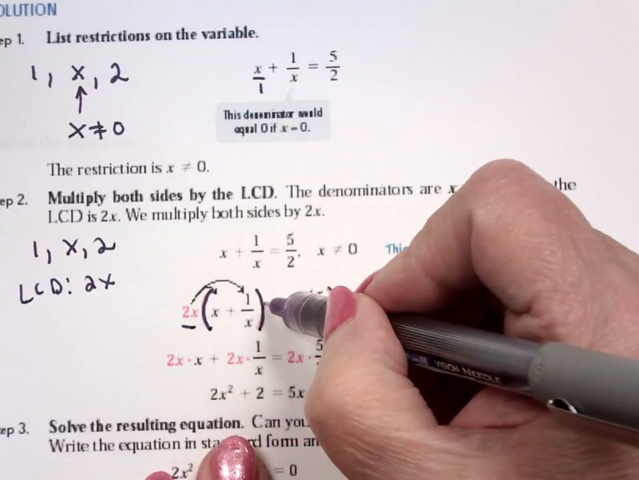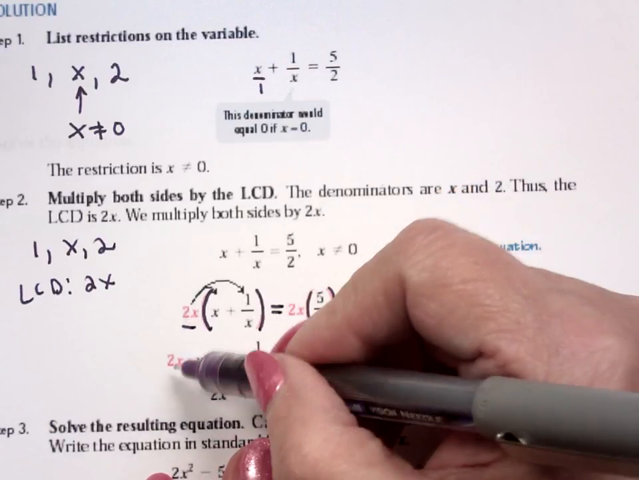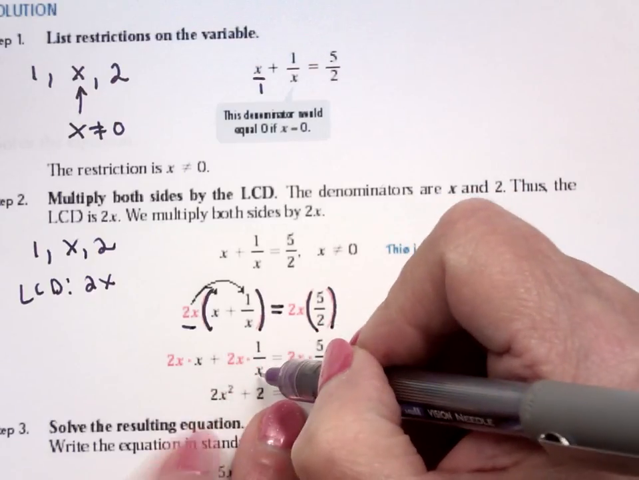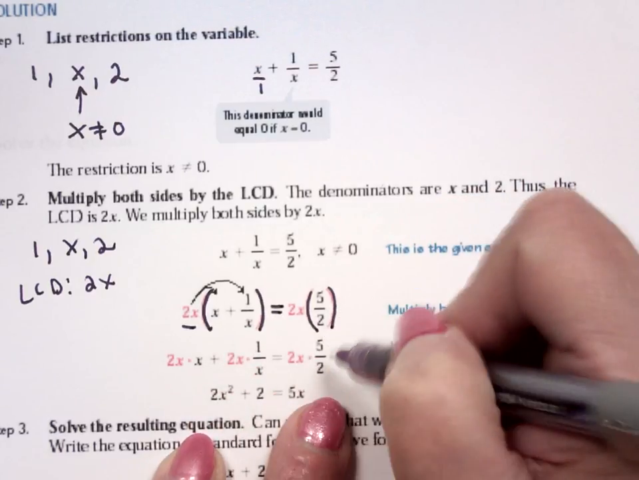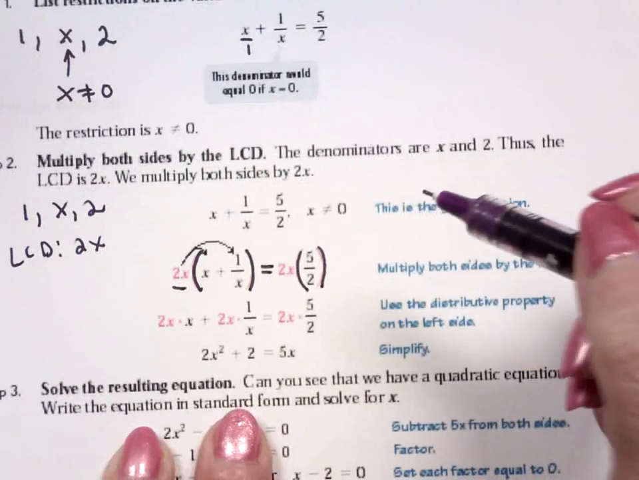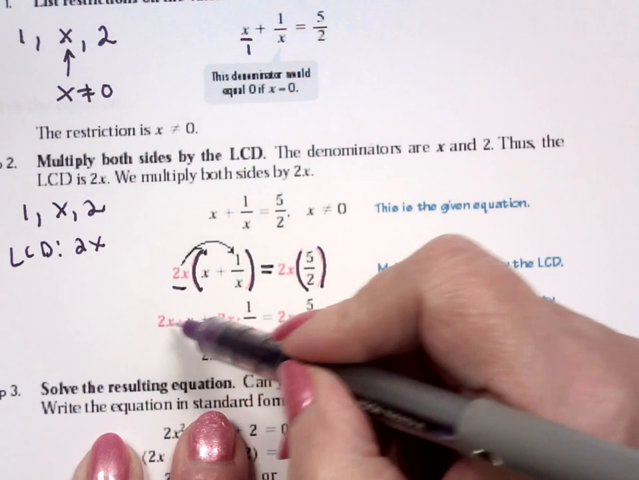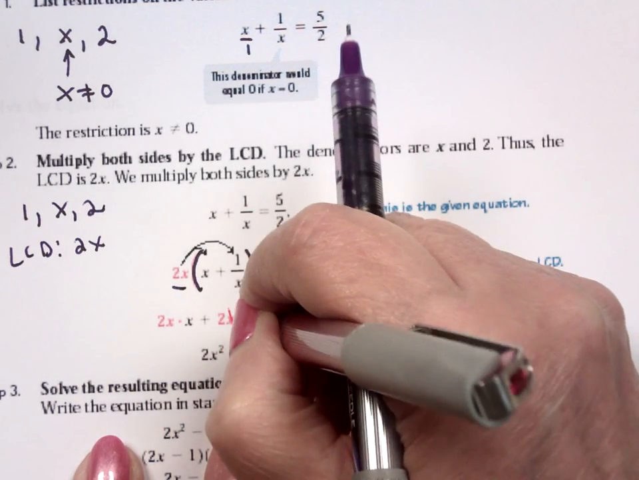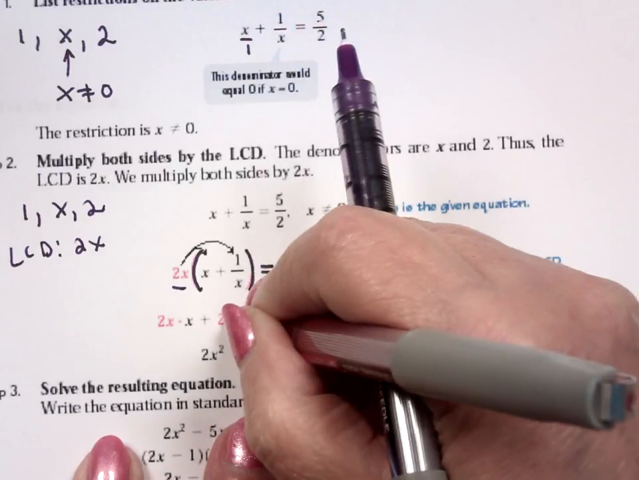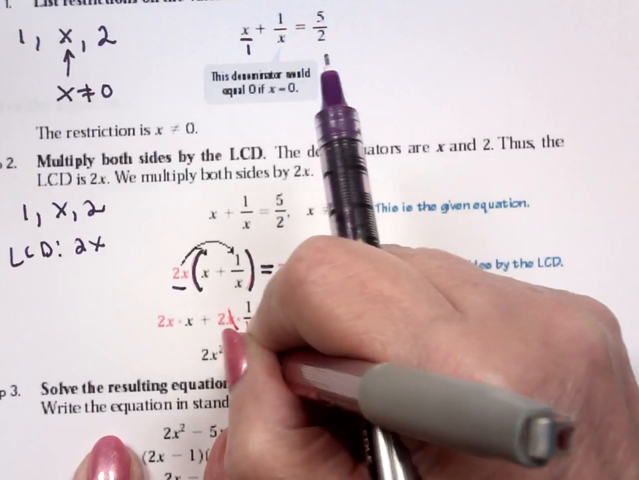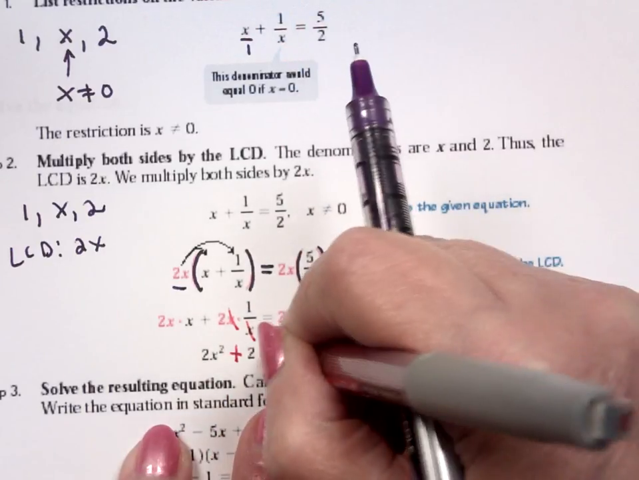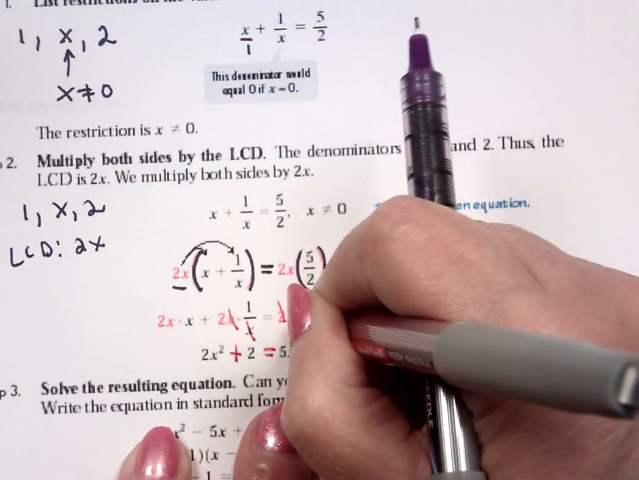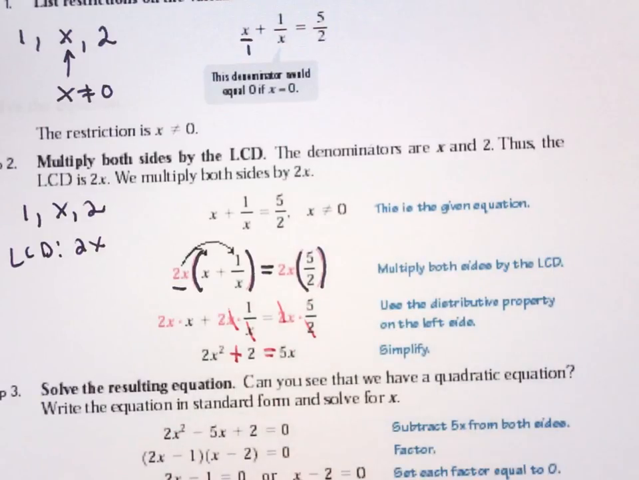Using the distributive property to clear parentheses, this becomes 2x times x plus 2x times 1 over x equals 2x times 5 over 2. Now you simplify. 2x times x is 2x squared. Here the x's reduce out, so what you have is 2 times 1, which is 2. So there's a plus there. Equals, here the 2's reduce out, so you have x times 5, or 5x. That gives you an equation.